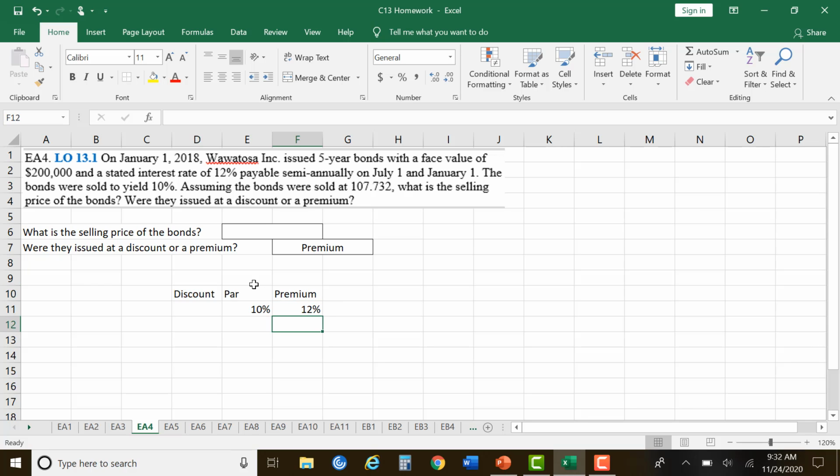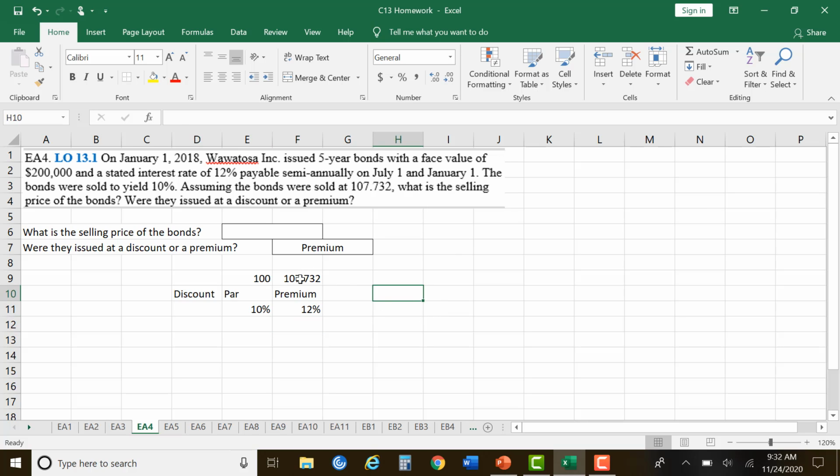And then it asks what the selling price of the bond is. Oh, it did tell us, assuming the bonds were sold at 107.732. I guess I just didn't read down the problem enough. So we know 107.732. If it was sold at par, it'd be 100. Anything less than 100 would be a discount. So 107.732. All right, and then it wants to know how much people paid.